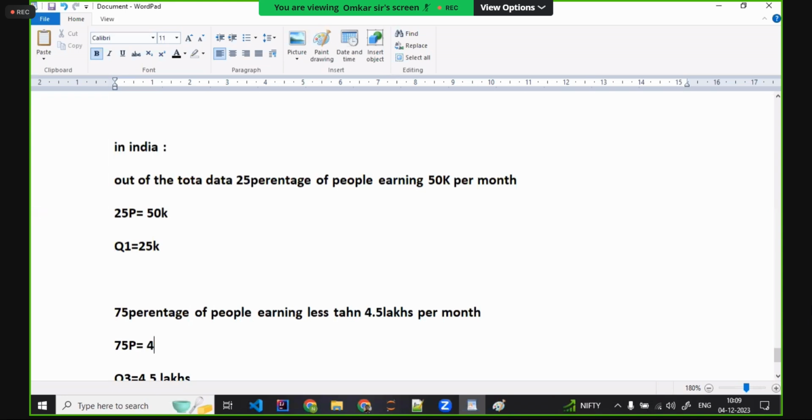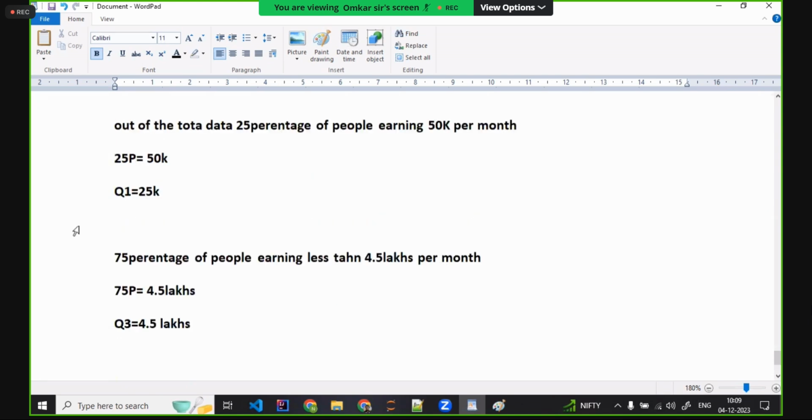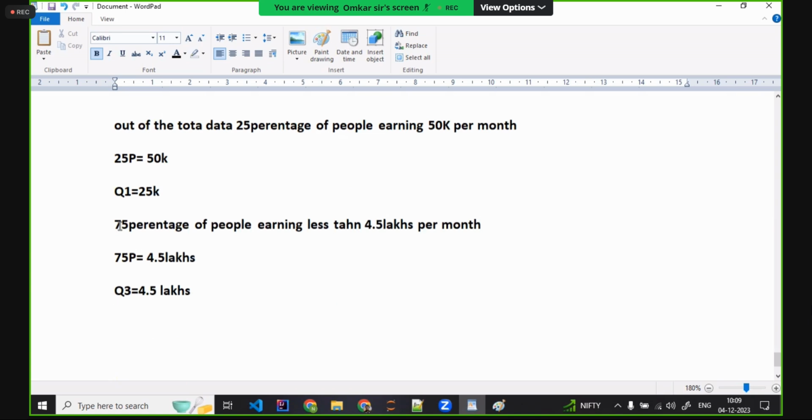75th percentile is equal to 4.5 lakhs. Understood everyone? So maximum 25% of people earn less than only 50k. Most of the Indian people's income is less than 4.5 lakhs. That's why 75% of people are earning less than 4.5 lakhs.